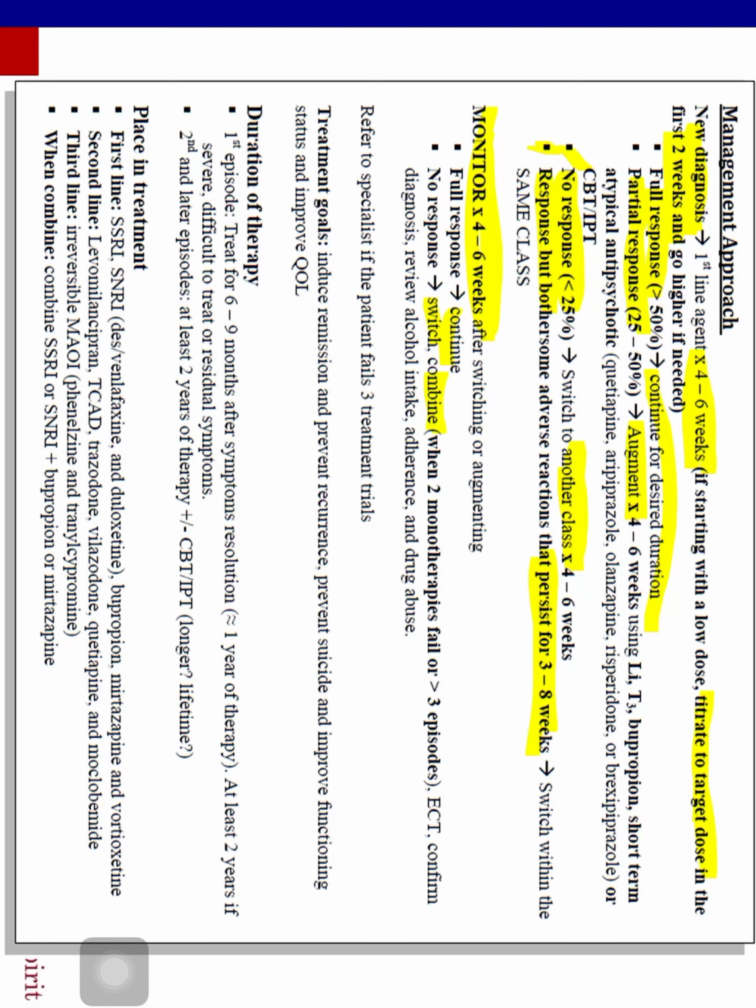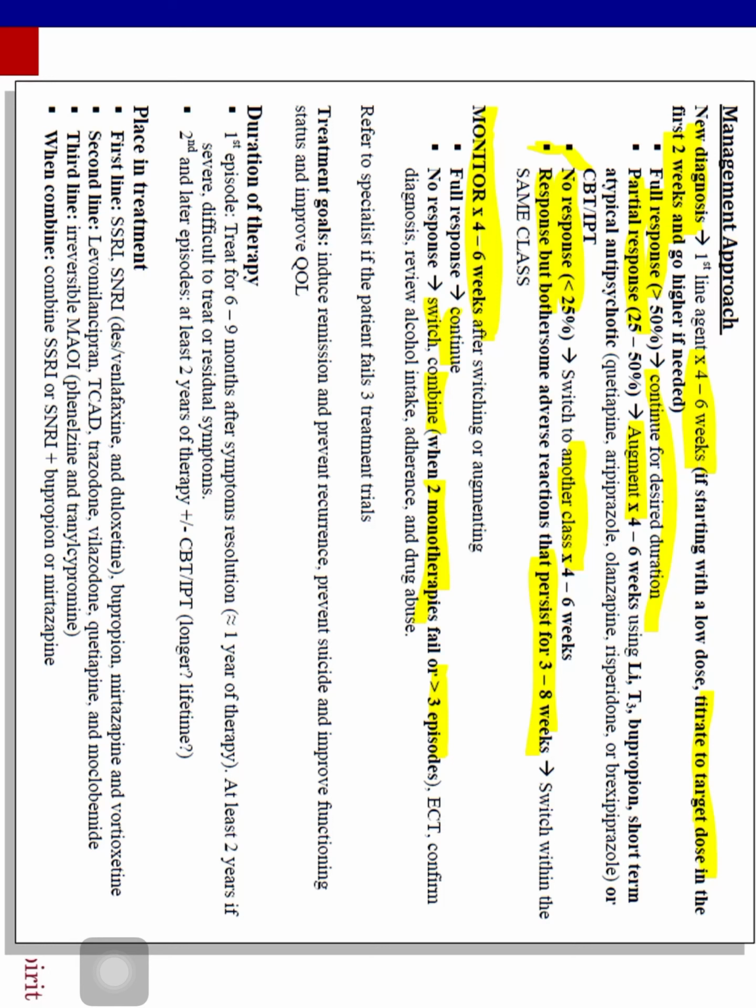Now, combining doesn't happen right away. When do we start combining? We start combining when 2 monotherapy fails. So we try one agent, it doesn't work, we switch to another agent, it doesn't work, so now we try 2 monotherapy. Now we can start thinking of combining. So when we try 2 monotherapy and they fail, we start thinking of combining, or if the patient gets more than 3 episodes of depression, we start thinking of combining.